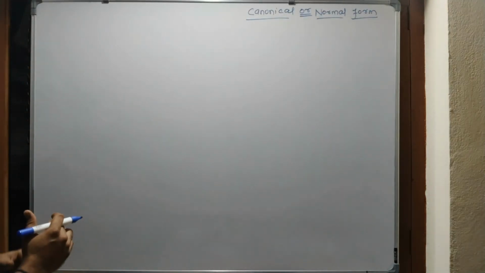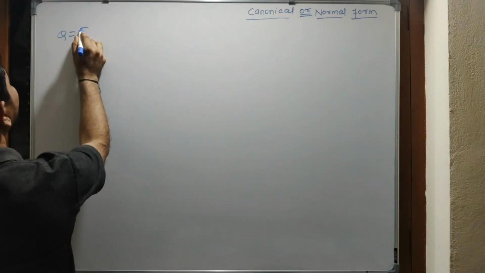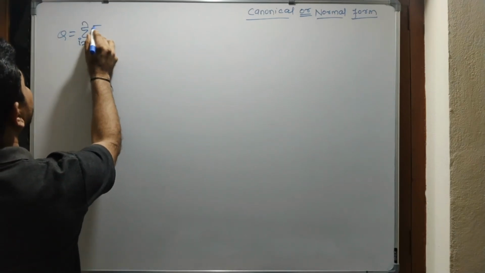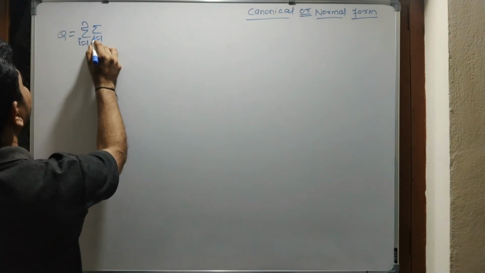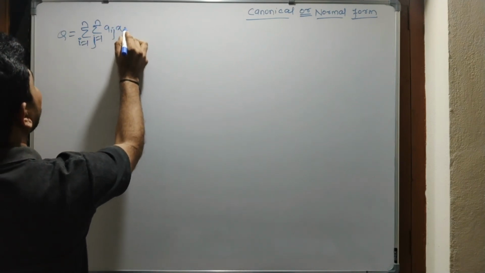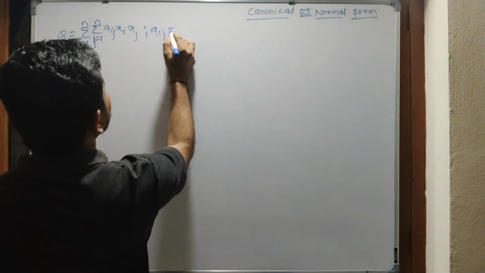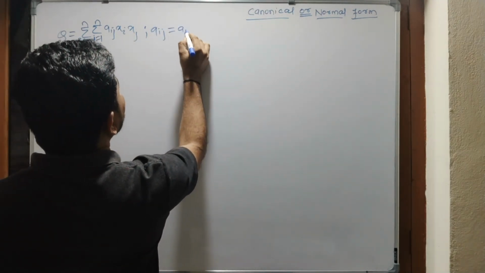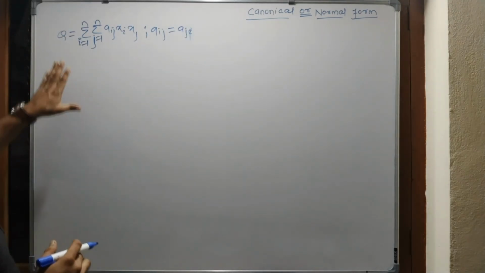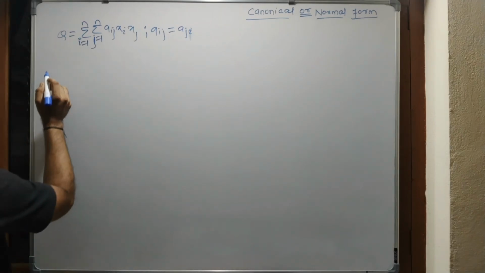So here I will just remind what is meant by quadratic form. Let's say Q equal to summation i running from 1 to n, summation j running from 1 to n, a_ij x_i x_j, where a_ij is the same as a_ji. So this is the quadratic form in n variables. Now how to write it for two cases.